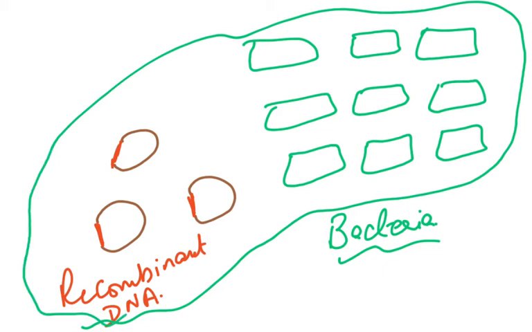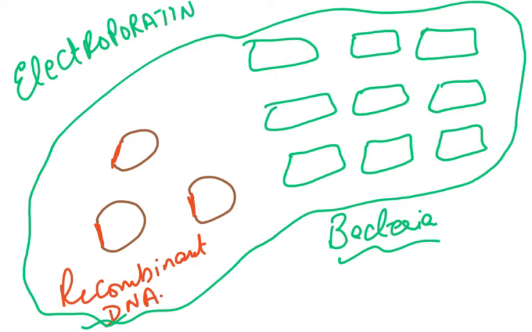Now hopefully we do electroporation. You do an electric shock and these pores develop, and some of these plasmids may enter some of these bacteria. Now that's a very small percentage, 10 to 20%. So if you have 100 million bacteria, maybe 20 million contain these.